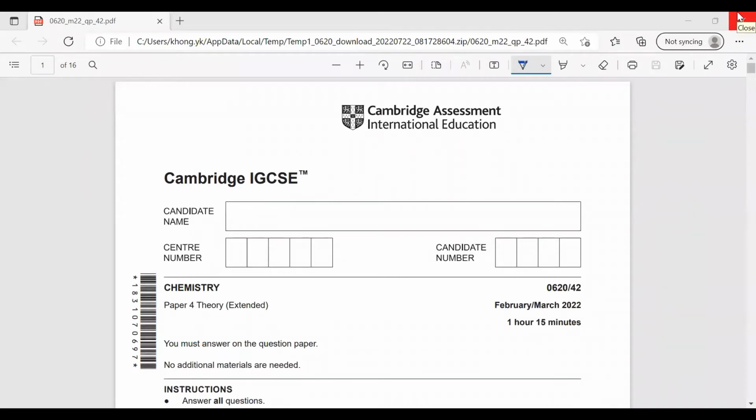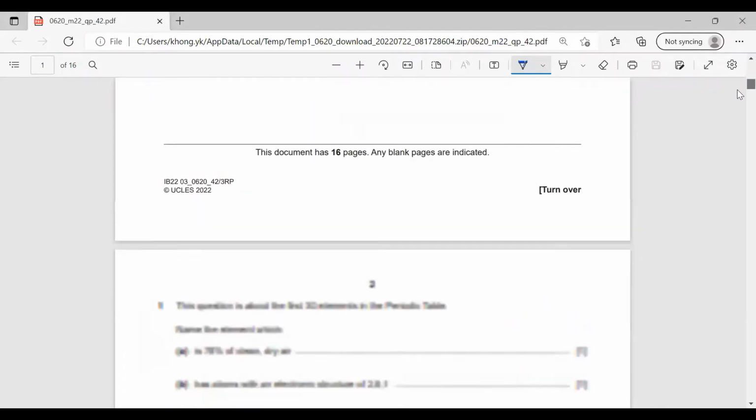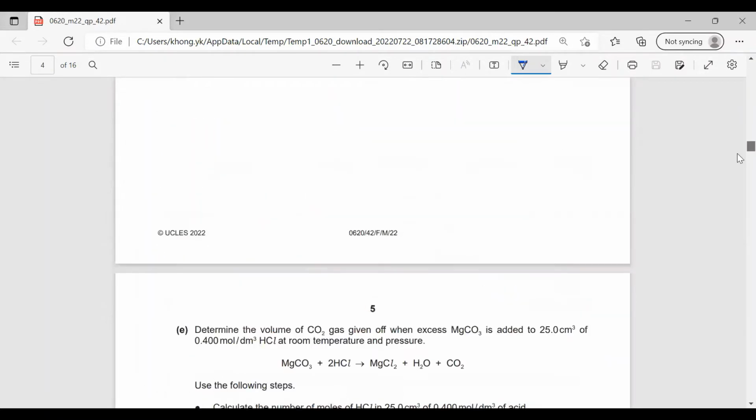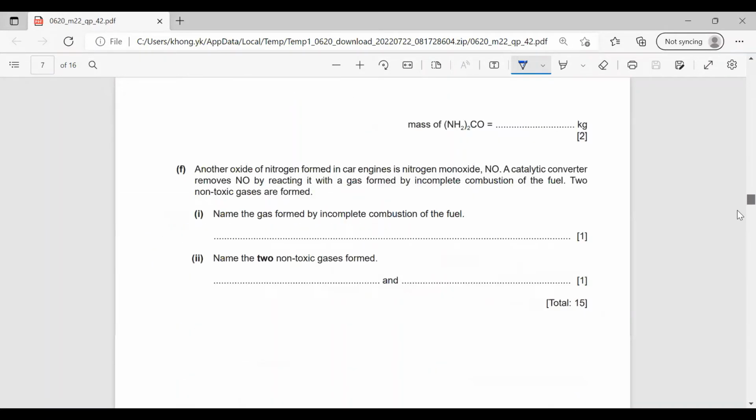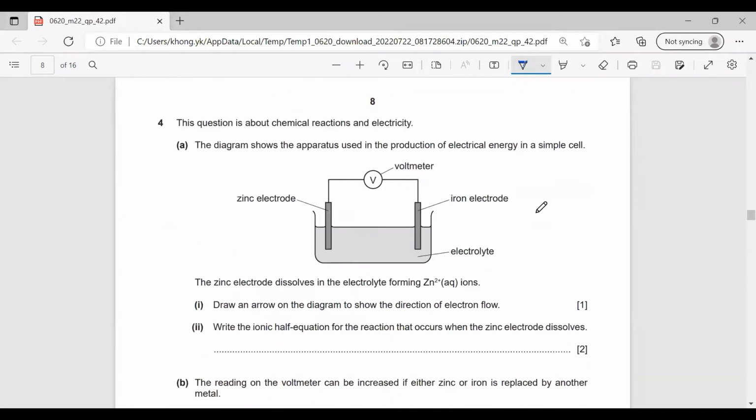In this video, we will discuss the IGCSE Chemistry Paper 4 from February-March 2022. We will look at question 4, which is on electrochemistry. So let's see the question. Now, this question is about chemical reactions and electricity.